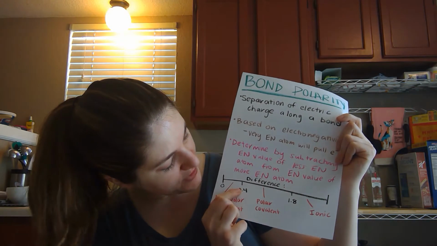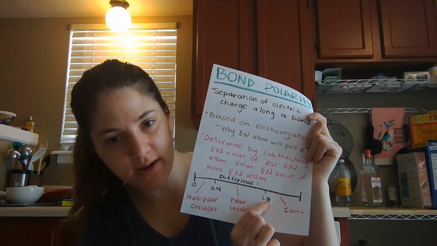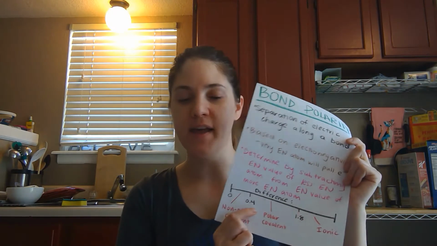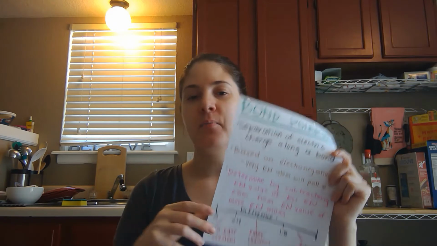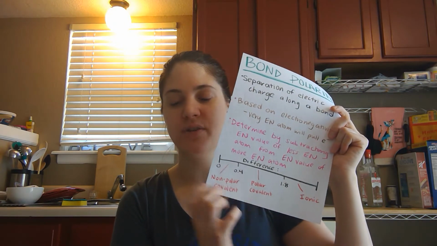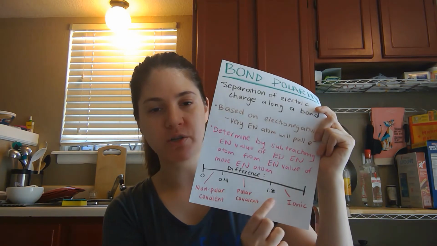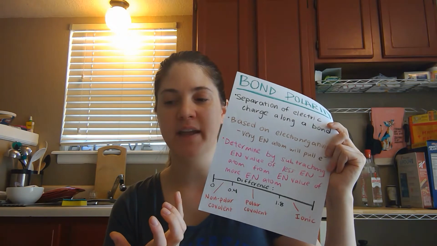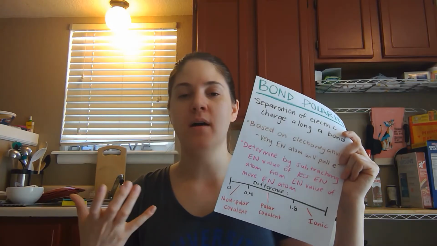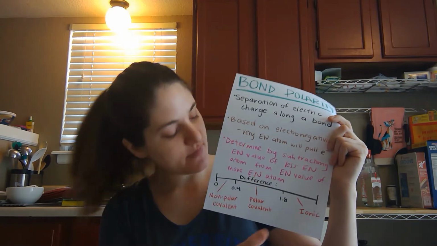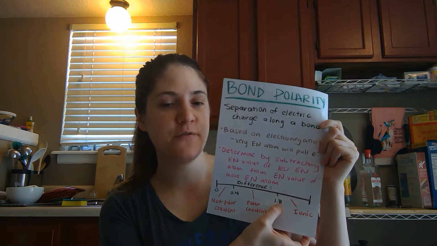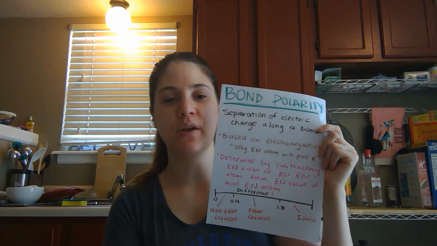On the other hand, between 0.4 and 1.8, this is what we would call polar covalent. Those electrons are still being shared, but as the atom becomes more electronegative, they're being pulled in one direction more and more. So as you go from 0.4 to 1.8, the difference in electronegativity is increasing, and that bond is becoming more and more polar. And finally, once we go past a difference of 1.8, that's where we get to something called an ionic bond. In this case, that atom is pulling those electrons towards it so much that it just takes them.